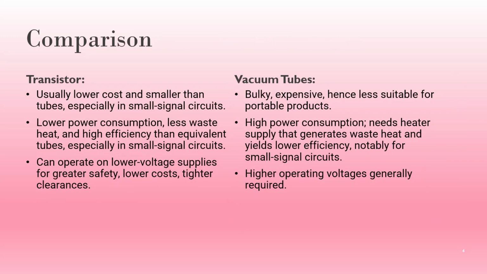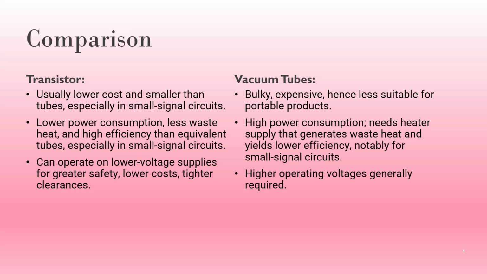Now, coming to the comparison, let's compare transistors with the old vacuum tubes. Transistors usually have a very low cost and are smaller than vacuum tubes, especially in small signal circuits, whereas vacuum tubes are extremely bulky, expensive, and hence less suitable for portable products. Transistors require very little power consumption, give out very little waste heat, and are higher efficiency than equivalent tubes.